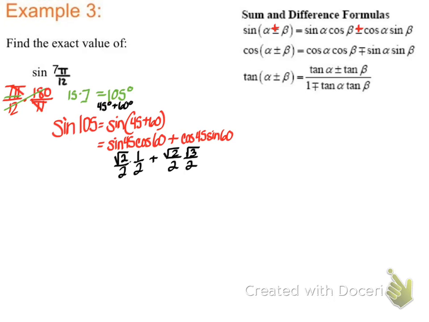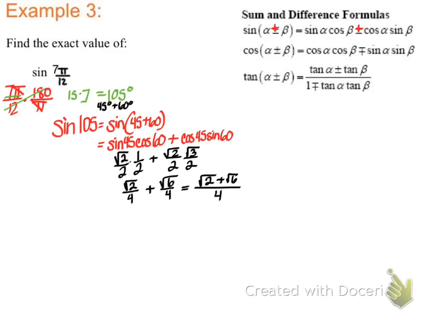Simplifying this, again multiplying fractions across top and bottom, I get square root of 2 over 4 plus square root of 6 over 4, which will equal the square root of 2 plus the square root of 6 all over 4. And that is my value for the sine of 7 pi over 12. Ironically, it's the same as the other value for the pi over 12, and that is because of the supplementary angle pairs and how their sines and cosines are related.